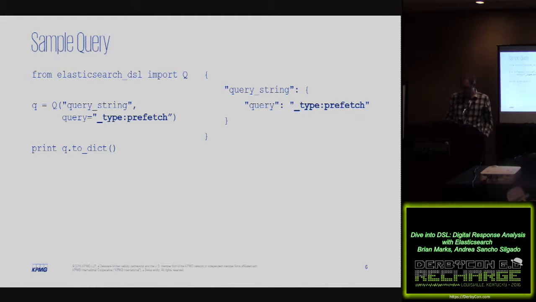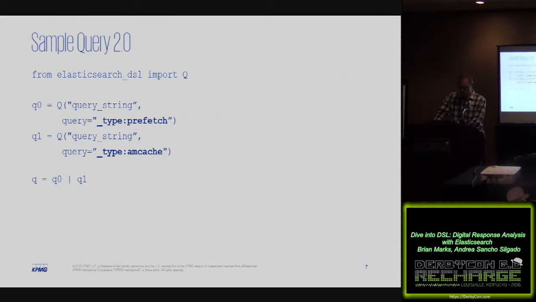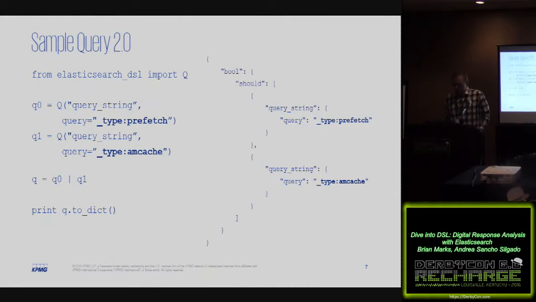Let's get a bit more complex and take that same query, but let's say we also want to look for amcache artifacts. Let's say this is a Windows 8 and above machine. Maybe prefetch isn't enabled, but we do have the amcache. We want to look in both places. So we just build an additional query, and then we can combine these two with the OR operator. This query would be artifact type prefetch or artifact type amcache. Again, we deserialize it to a dictionary, and this is the output that we get.